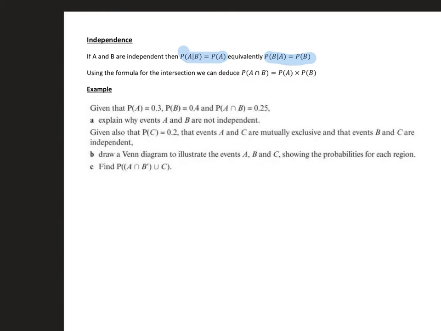So using the formula for intersection, so I know we haven't talked about this too much, we can deduce very quickly that the probability of A and B is probability of A times probability of B. So remember, like I said, you're given the formula for intersection, that probability of A and B is the probability of A times the probability of B given A. That's in your formula booklet, and we'll talk about that more with tree diagrams.